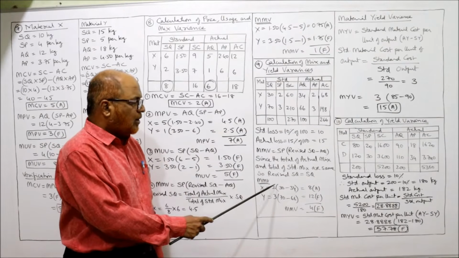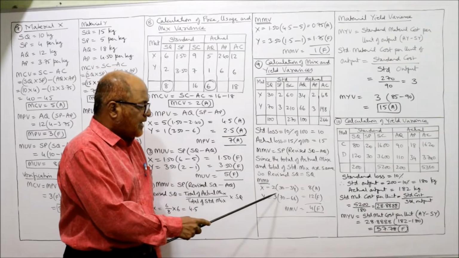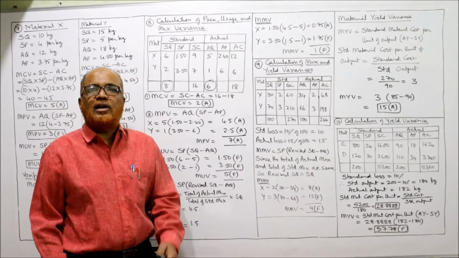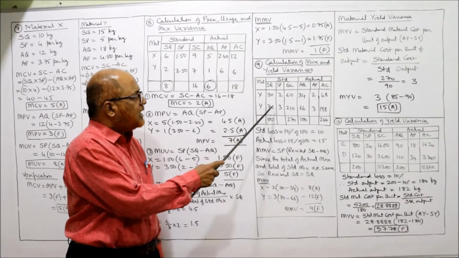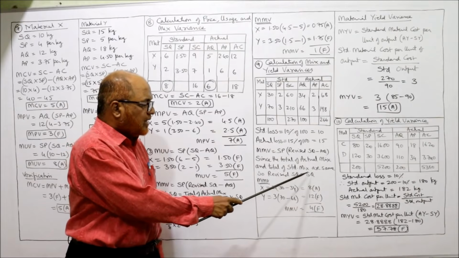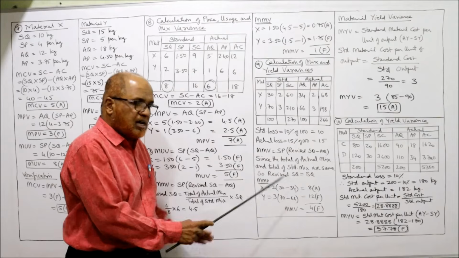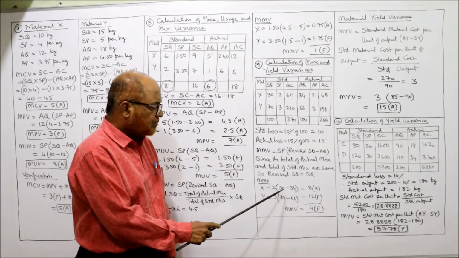MMV is equal to, now we substitute standard price. What is the standard price? 2 and 3. So I have taken 2 and 3. Revised SQ is SQ only in this problem. So revised SQ how much? 30 and 70. Minus AQ is 34 and 66. Now we'll simplify, make the calculations.